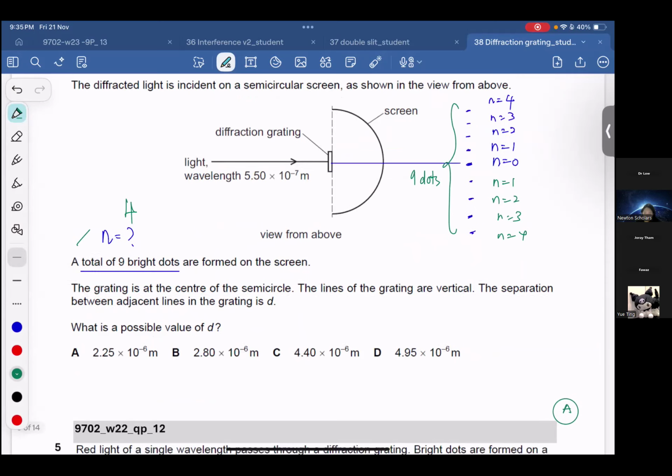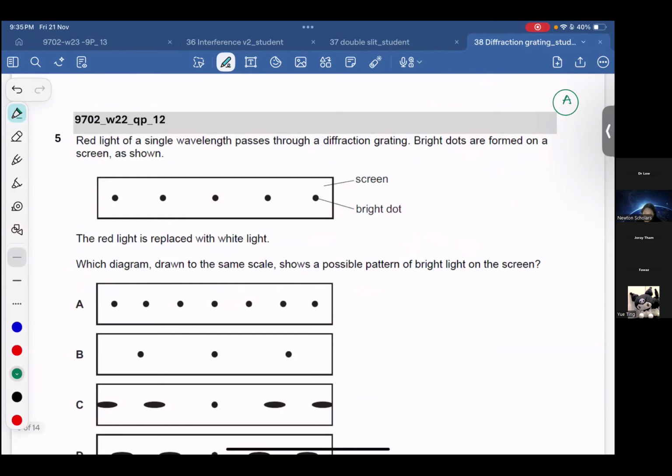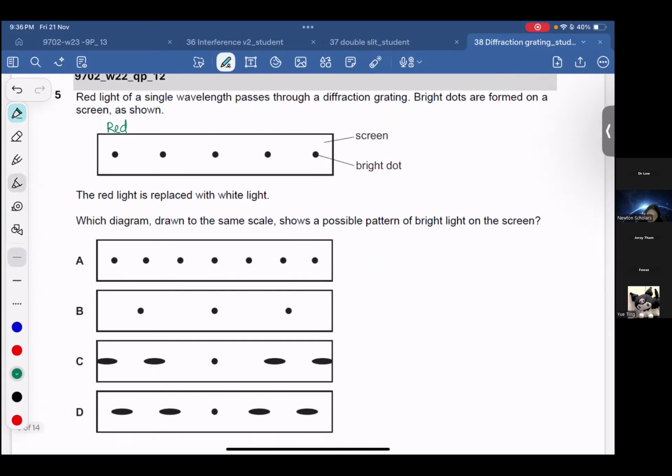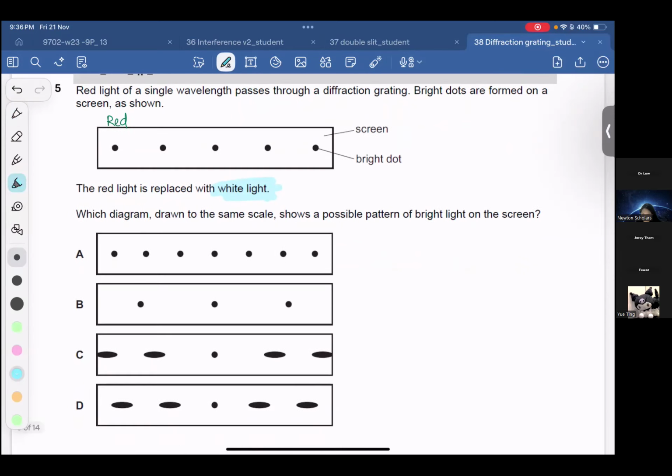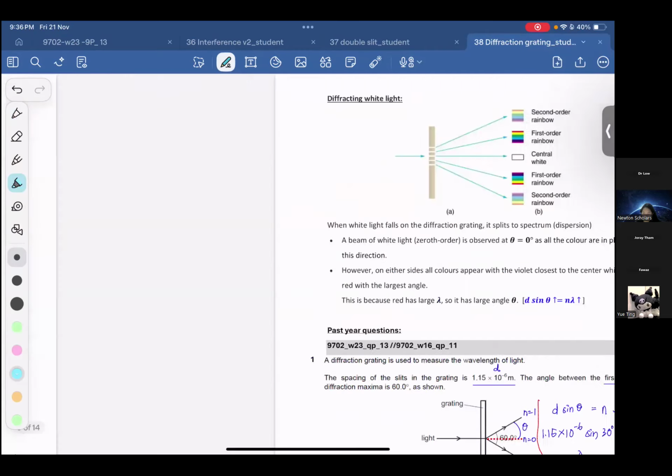Okay, one more question here is talking about red light. Starting with red light, a bright dot will be formed on the screen. Then the red light is replaced by a white light. That means we have not only red, we have the 7 colors. Which diagram drawn to the same scale shows the possible pattern of the bright light on the screen? Okay, so I can go back to here.